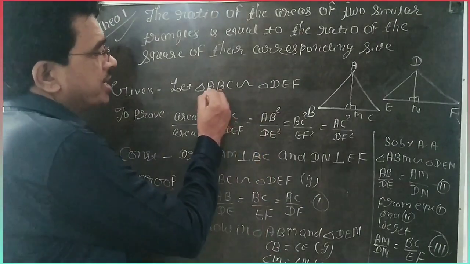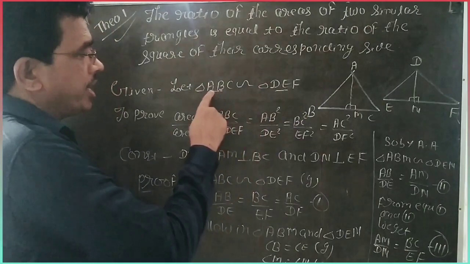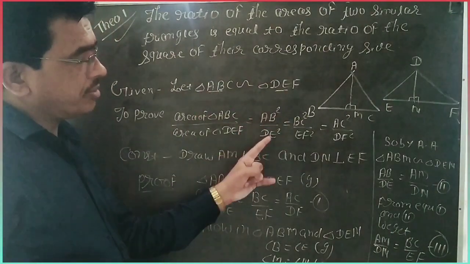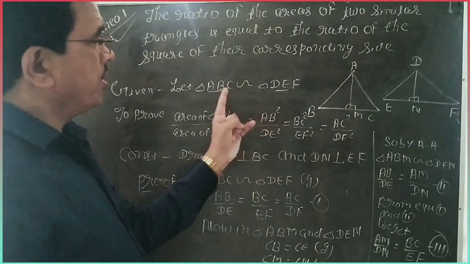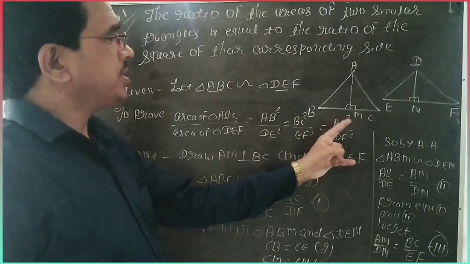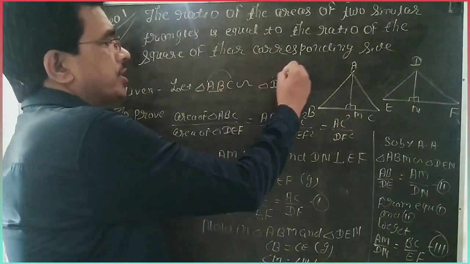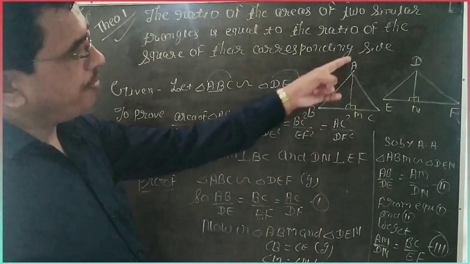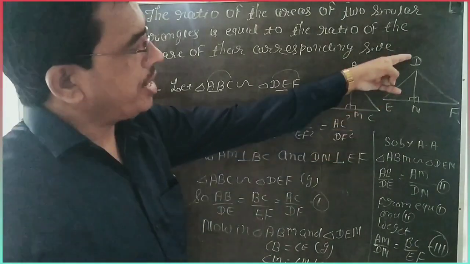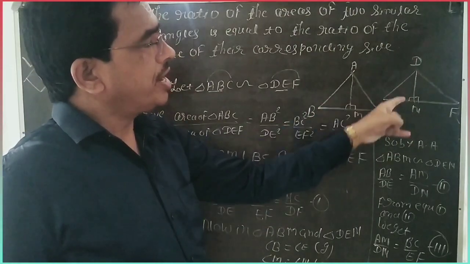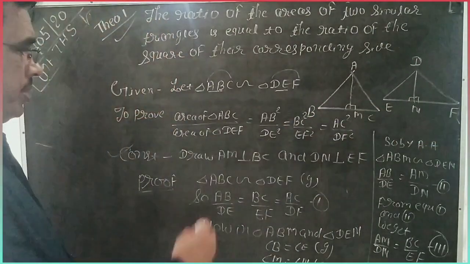Corresponding sides mean AB corresponds to DE, so square of it: AB square by DE square. Next BC to EF, so BC square by EF square. And last AC square by DF square. Construction: draw AM perpendicular to BC and DN perpendicular to EF.